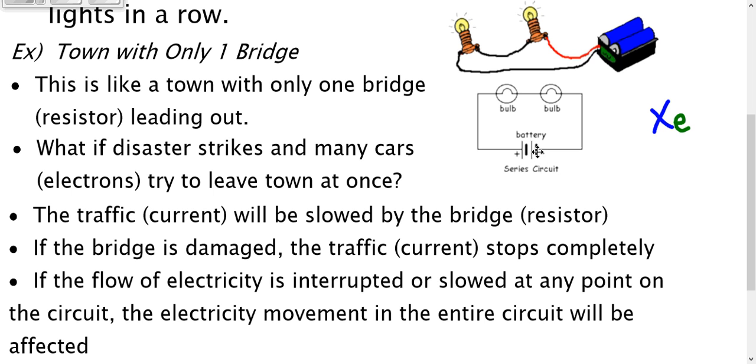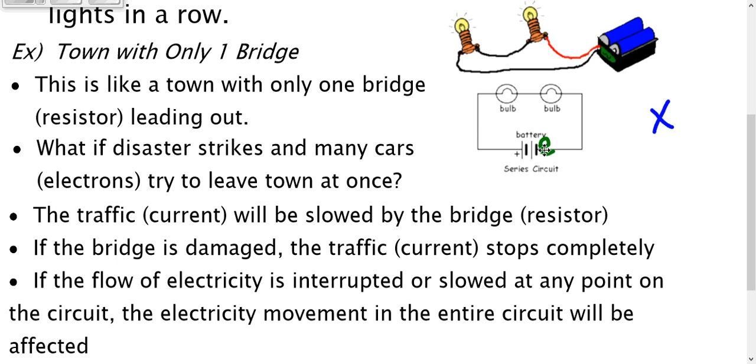So in a series circuit, here we have two cells hooked up, one right after the other in series, to form a battery. The long end, remember, is the positive end, the short end is the negative end. So electrons are going to come out here. They're going to go through this bulb, then go through this bulb until they get to that positive end.